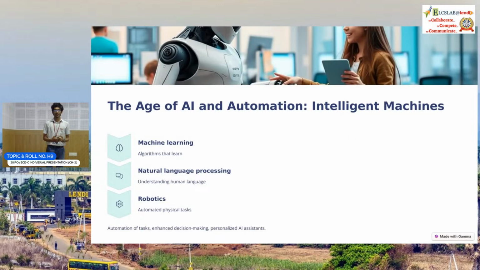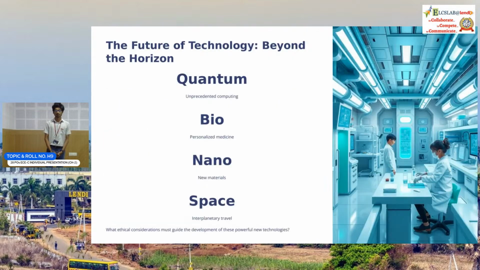The age of AI and automation, intelligent machines, from machine learning and natural language processing to robotics. In the future of technology beyond the horizon, quantum, bio, nano and space technologies will come in the next generation.